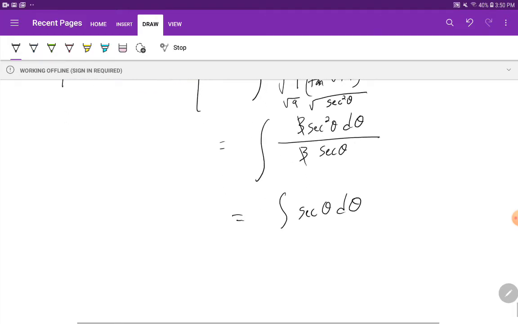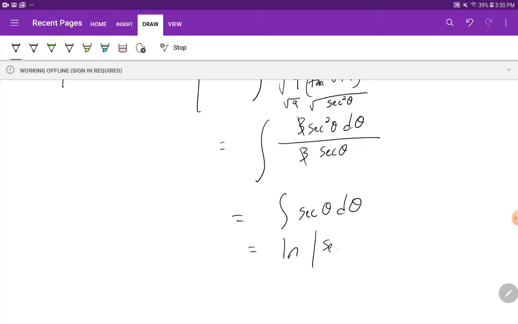Now, I know you guys probably don't know this one off the top of your head, but you can prove the integral of secant theta using just a simple rewrite. You just rewrite it as 1 over cosine theta, and then just basically take it from there. But basically, you get ln of the absolute value of secant theta plus tan theta.